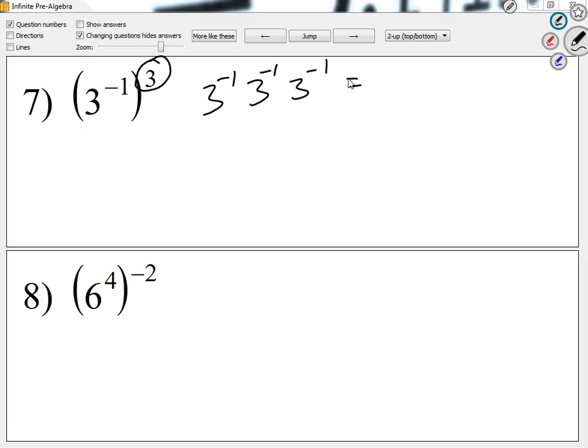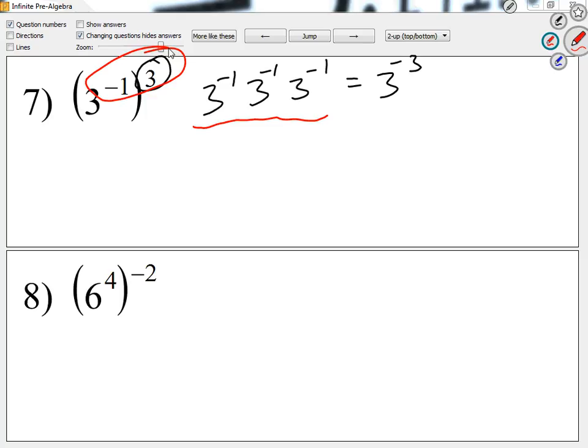So let me add the exponents. How much is -1 plus -1 plus -1? -3. So I have 3 to the -3. One thing I could say: you don't have to write this the long way, which is what I did. One easy way to come out with the -3: just multiply your exponents. -1 times 3 gives me -3. Just multiply your exponents when we have parentheses.